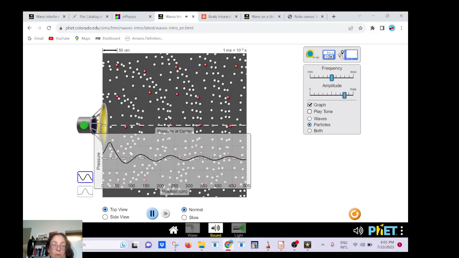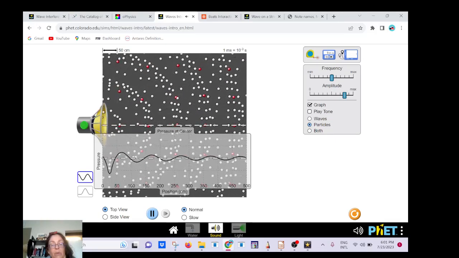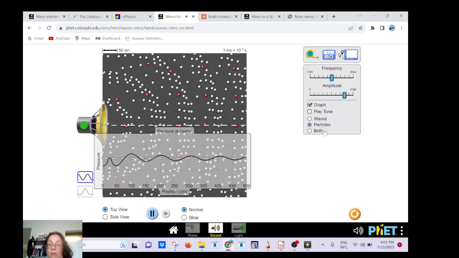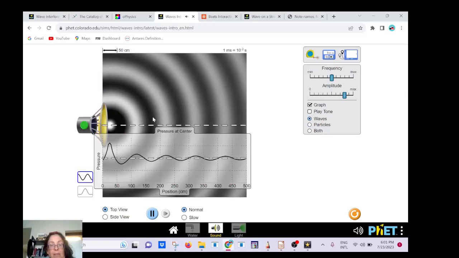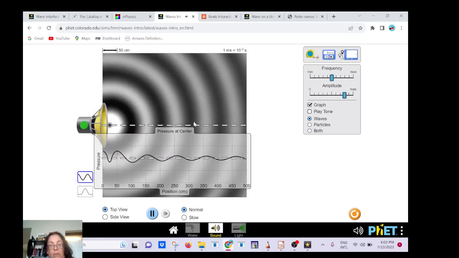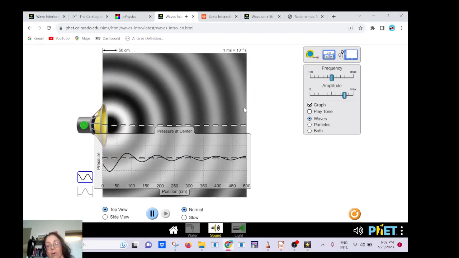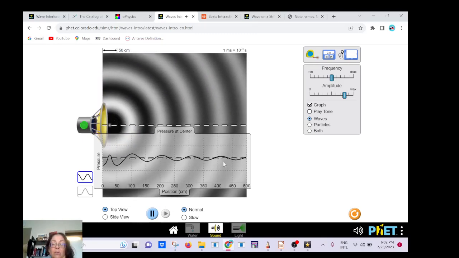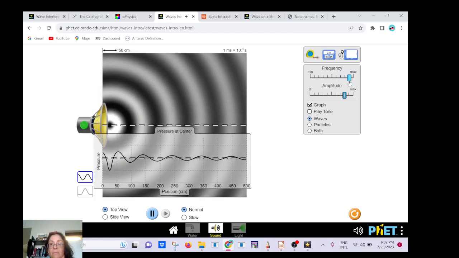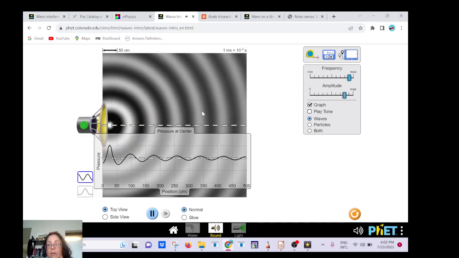The top here will be high pressure, and the trough here will be low pressure. You see how it's moving along. You can see that as a wavefront. So you have areas of high pressure, low pressure, high pressure, low pressure. And if you are far enough away, all those wavefronts will be parallel to each other. We already talked about that. I can increase the frequency here, and you see I decrease the wavelength.